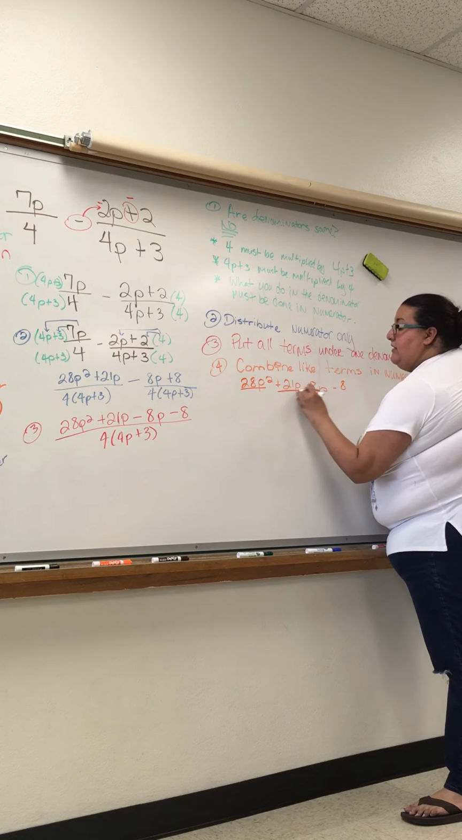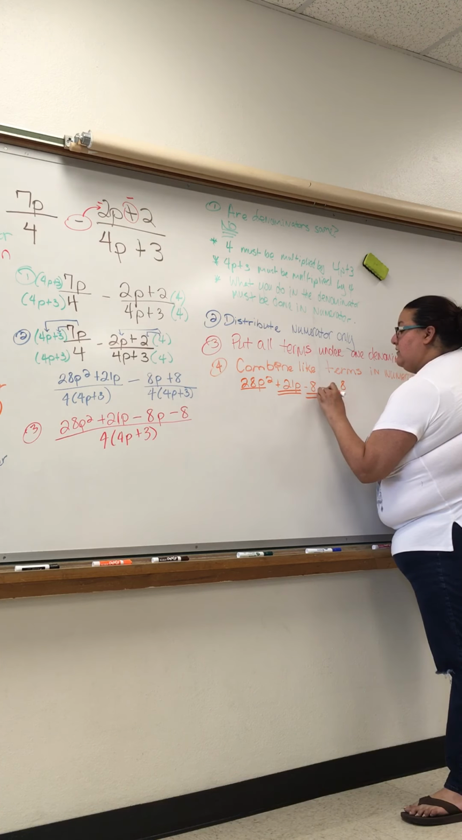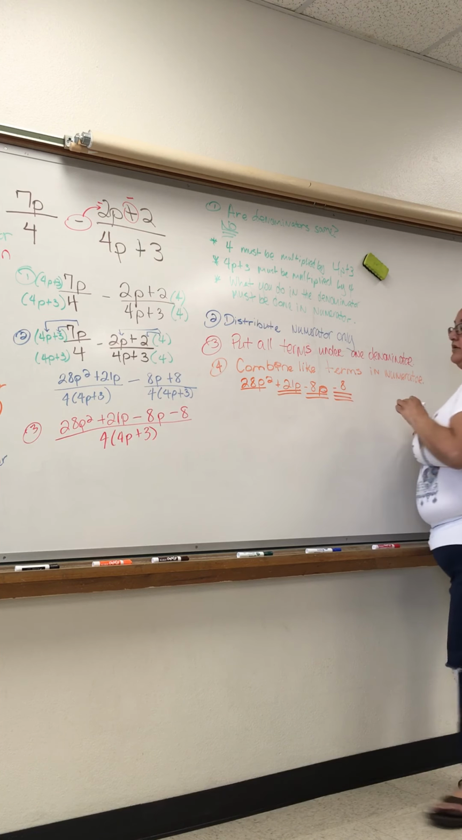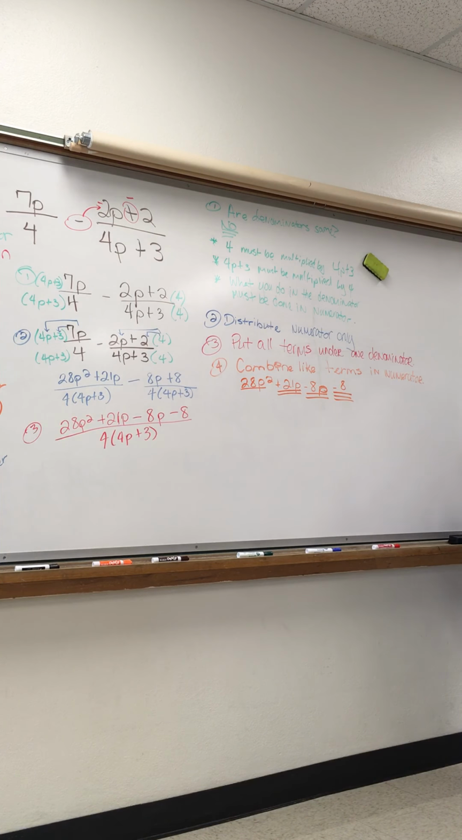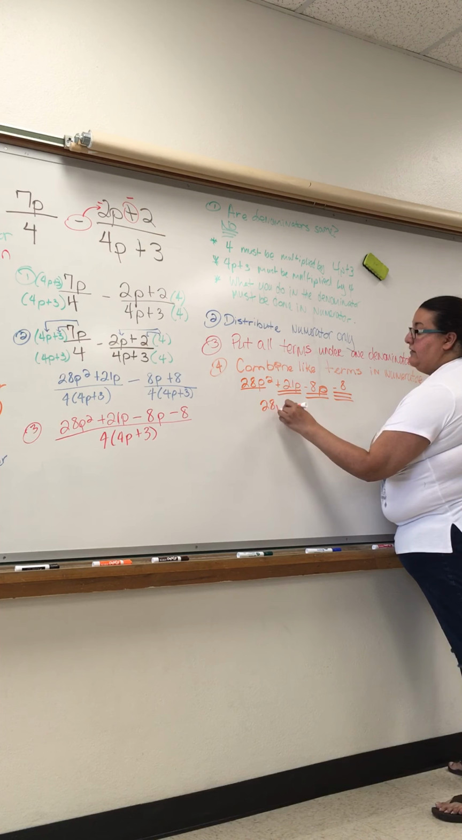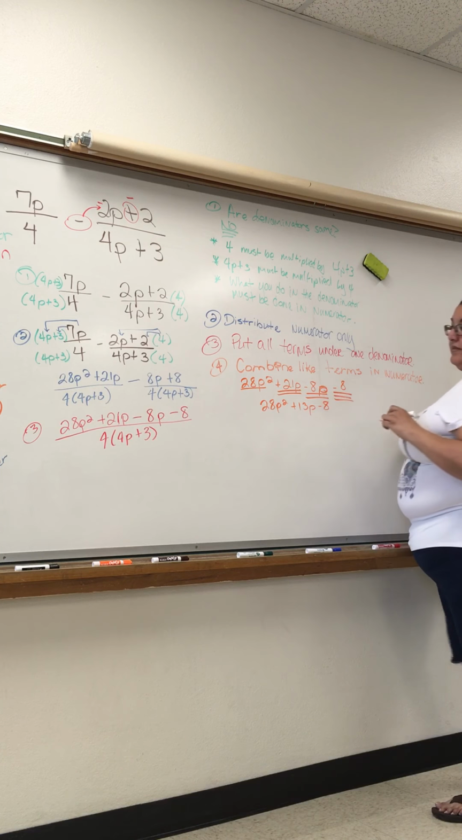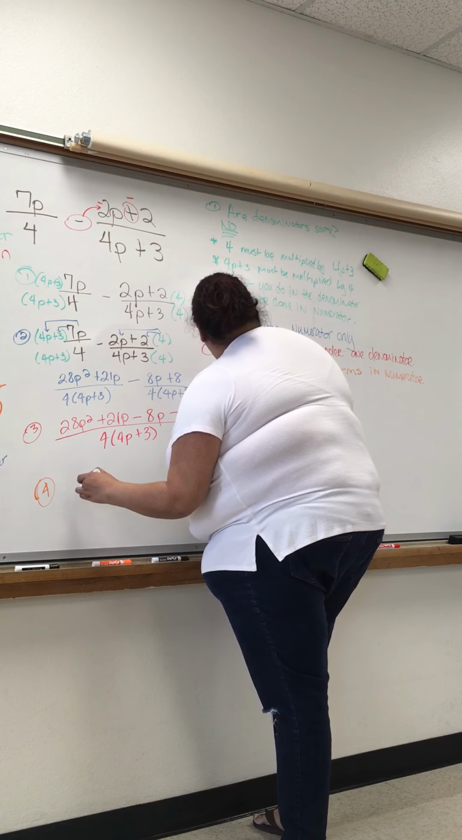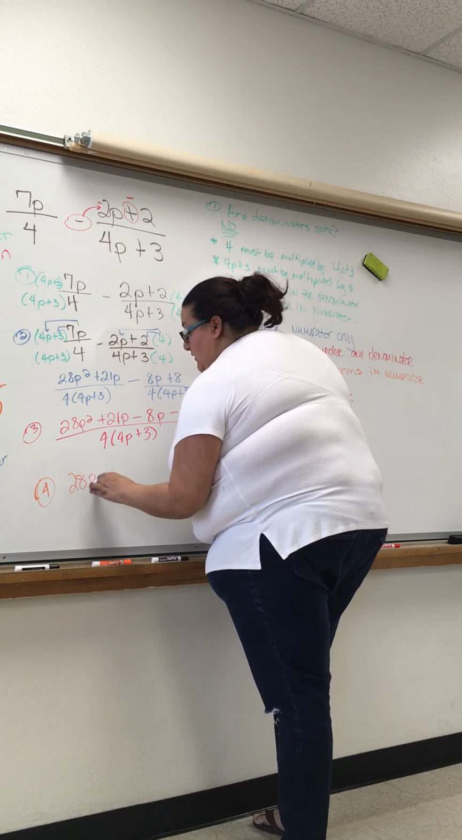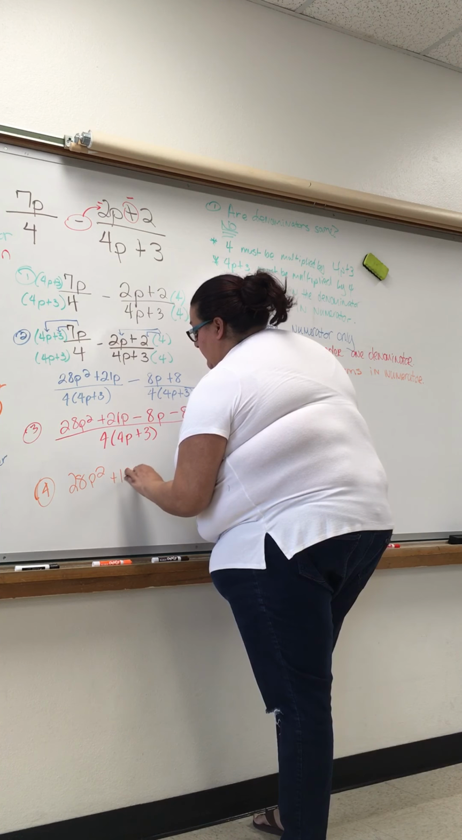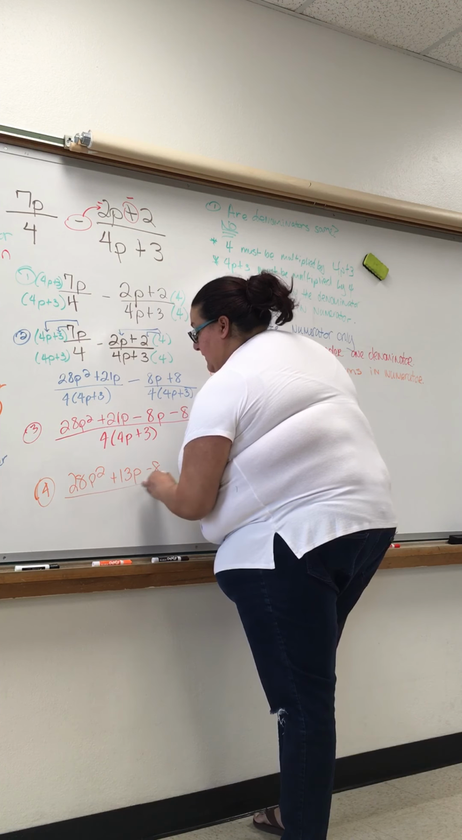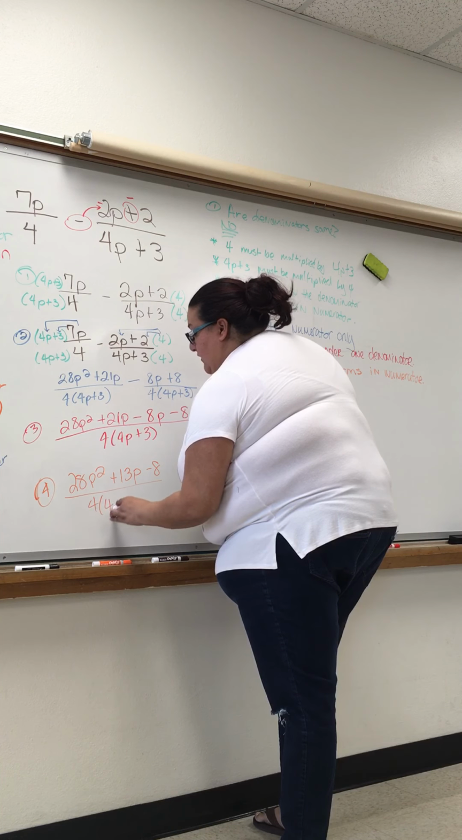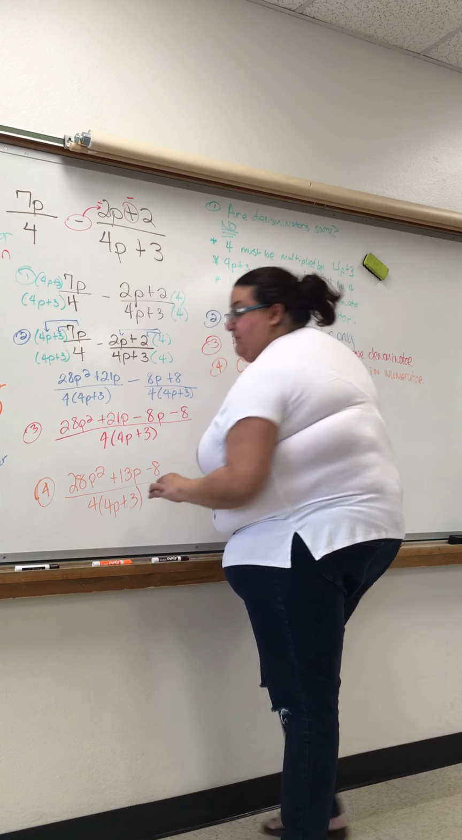So this is one term, this is two terms, and this is three terms. So your final answer is still going to have three terms. So when I get that, then I end up with 28p squared plus 13p minus 8. So if I come over here to 4, I write 28p squared plus 13p minus 8 divided by 4 times 4p plus 3.